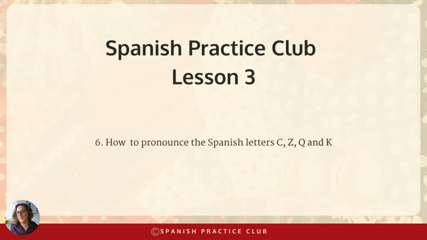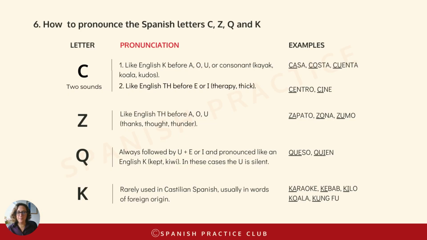How to pronounce the Spanish letters C, Z, Q, and K. In the Spanish alphabet, these four letters help each other, depending on the vowel that comes after them. On the left-hand side, you have the four letters. I will say the names of these letters in the alphabet: C, Theta, Q, K.